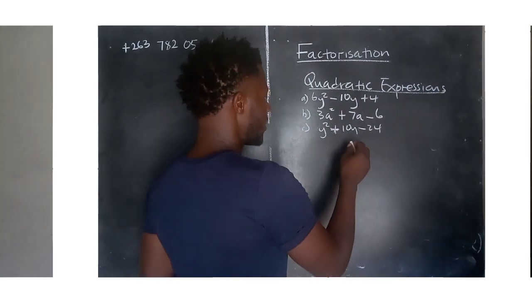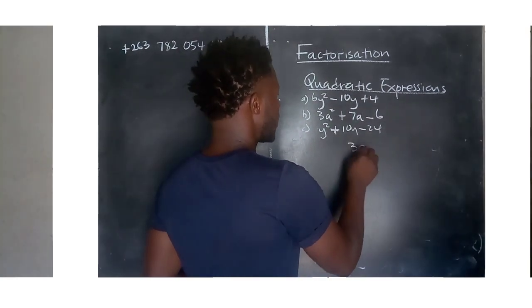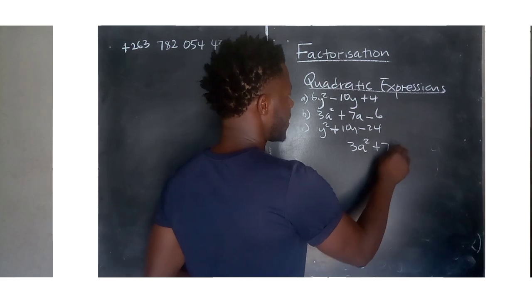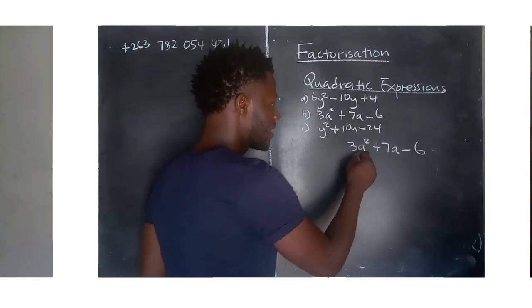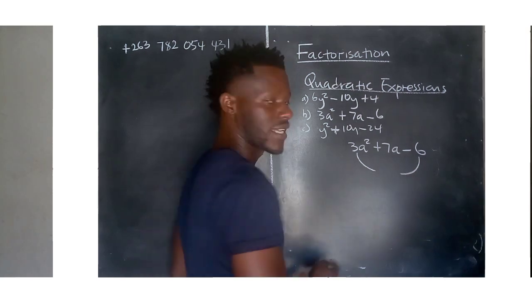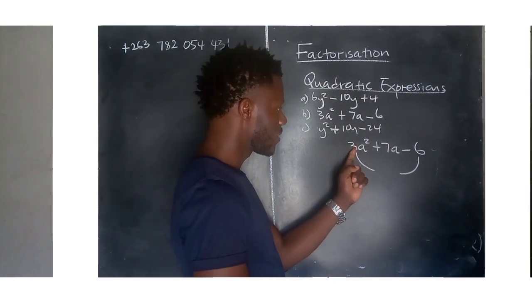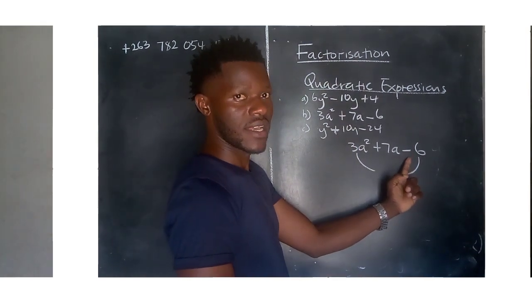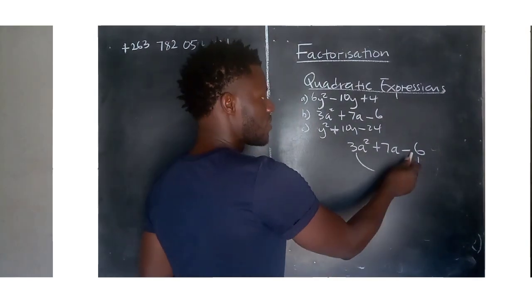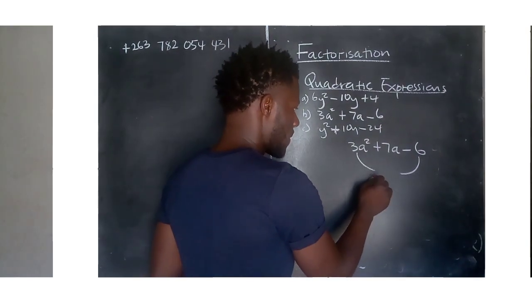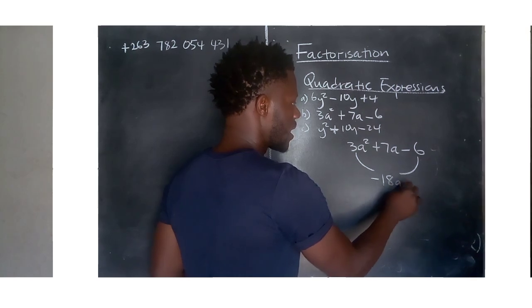Alright, example number 2: 3a squared plus 7a minus 6. First thing, you multiply the first and last digits to find the product. So in this case, it's 3 times minus 6. The product will take this side. 3 times minus 6, we get minus 18a squared.